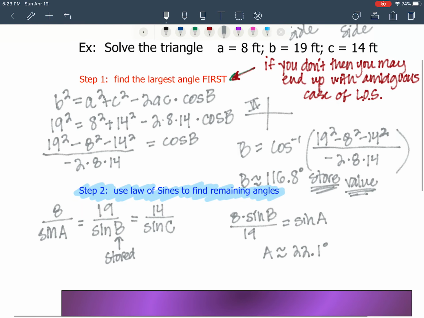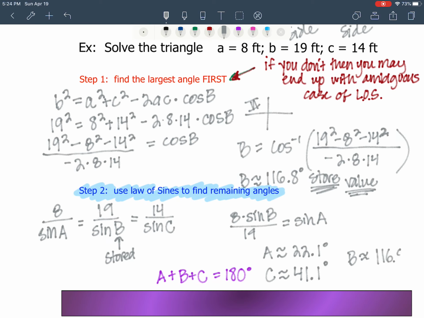And now I can use angle A plus angle B plus angle C equals 180 degrees to find the measure of angle C. So I can take 180 minus that exact value of angle A minus the stored value of angle B, and my angle C is 41.1 degrees. So I'm going to rewrite angle B right here so I can box it all together. Those are my 3 angles.